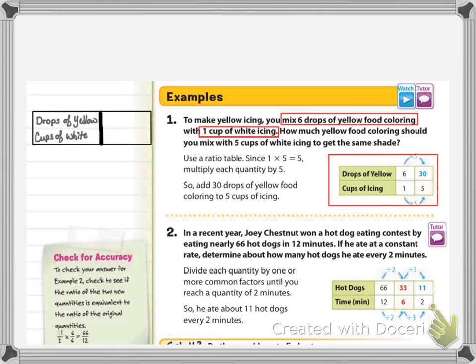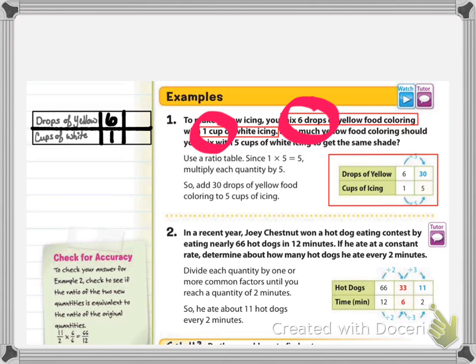Okay, that's better. I'm going to draw one more line over here and a horizontal one going across. So from our word problem, we're looking at the 6 drops of yellow right over here. That's going to be my first number that I'm putting at the top next to drops of yellow. And we're comparing it to our 1 cup of white icing, and I got the 1 cup of white icing from this part right over here.